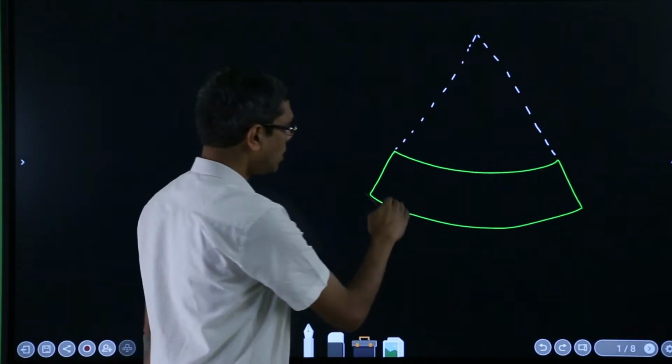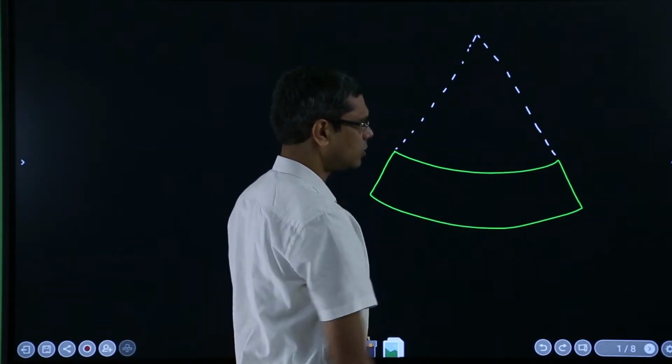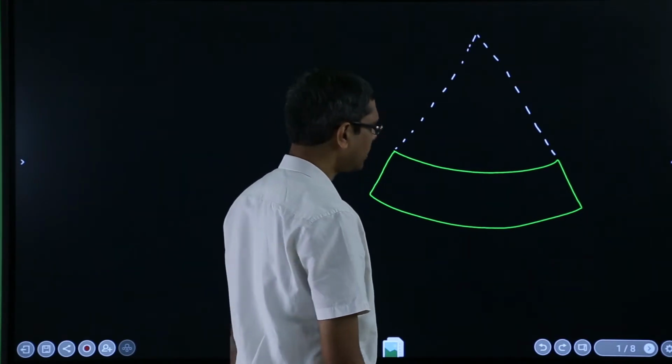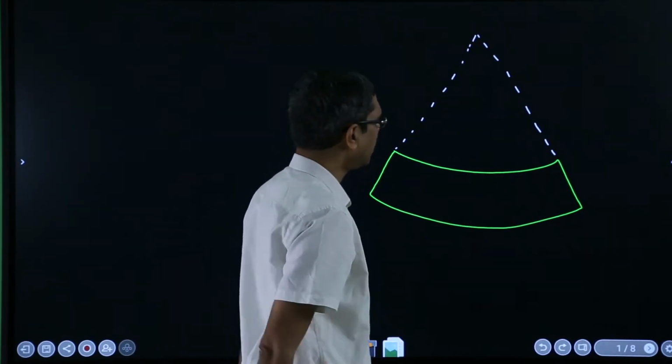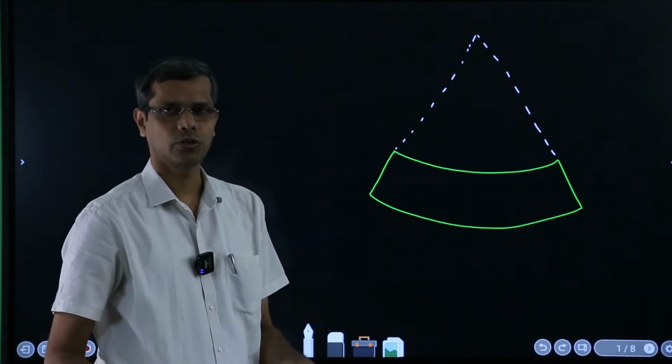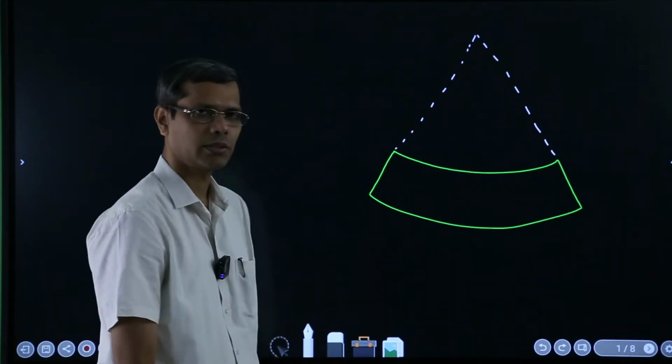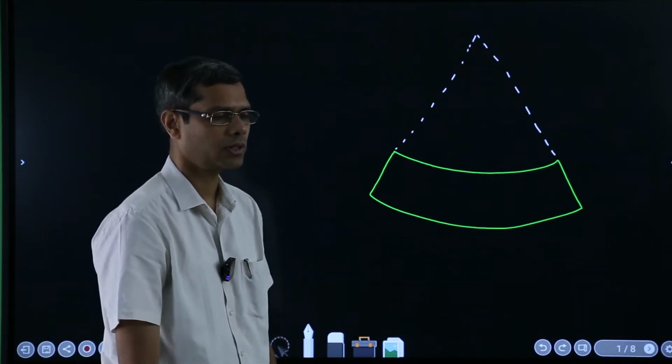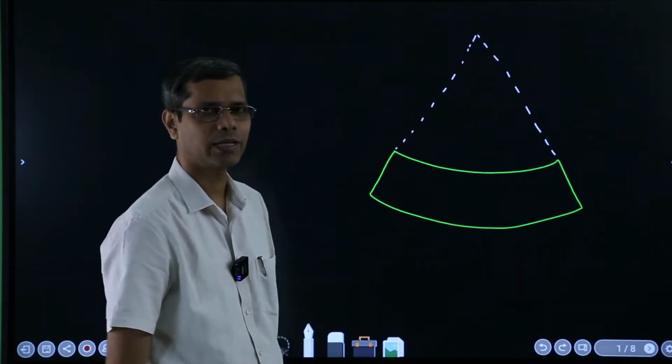We do not know where the transition from compression to tension will happen, but somewhere it will happen, and where it will happen depends on the geometry of the cross section. We will see. So that is what I mean by quantitative. Where it will happen, we will calculate that.